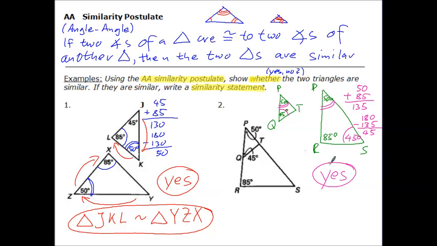Let's write our similarity statement. Triangle PQT. We went from P to Q to T. Angle of 50 degrees to the angle of 45 degrees to the angle of 85 degrees. So therefore that is similar to triangle PSR.